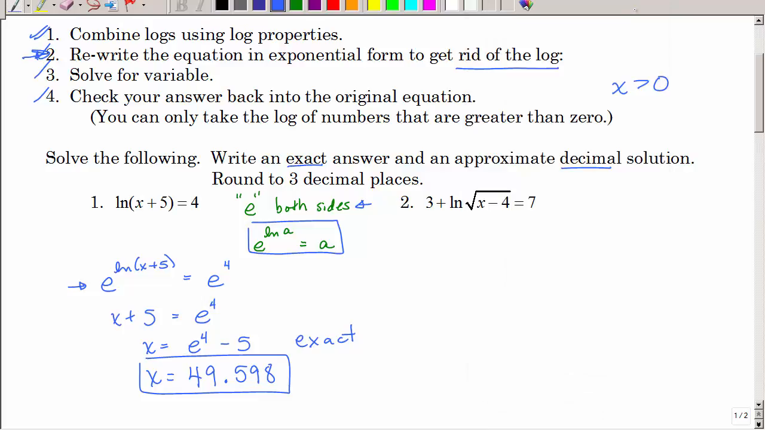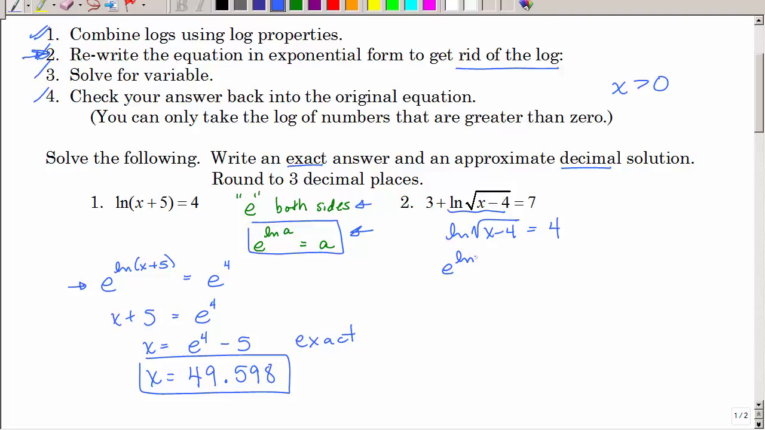Now let's look at number 2. Again, we don't have any logs to combine, but we need to isolate that log so we can e both sides or get rid of the log. So I'm going to subtract 3 and get 4. And then I'm going to do the same thing I did on problem number 1.